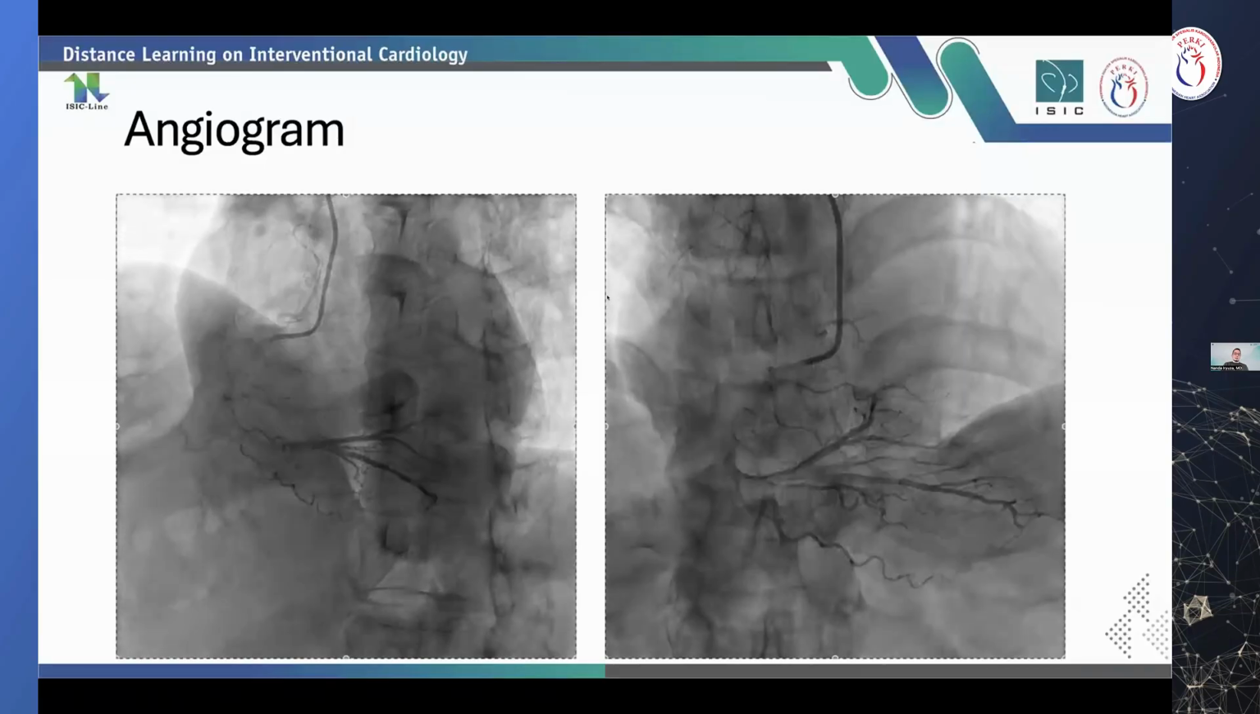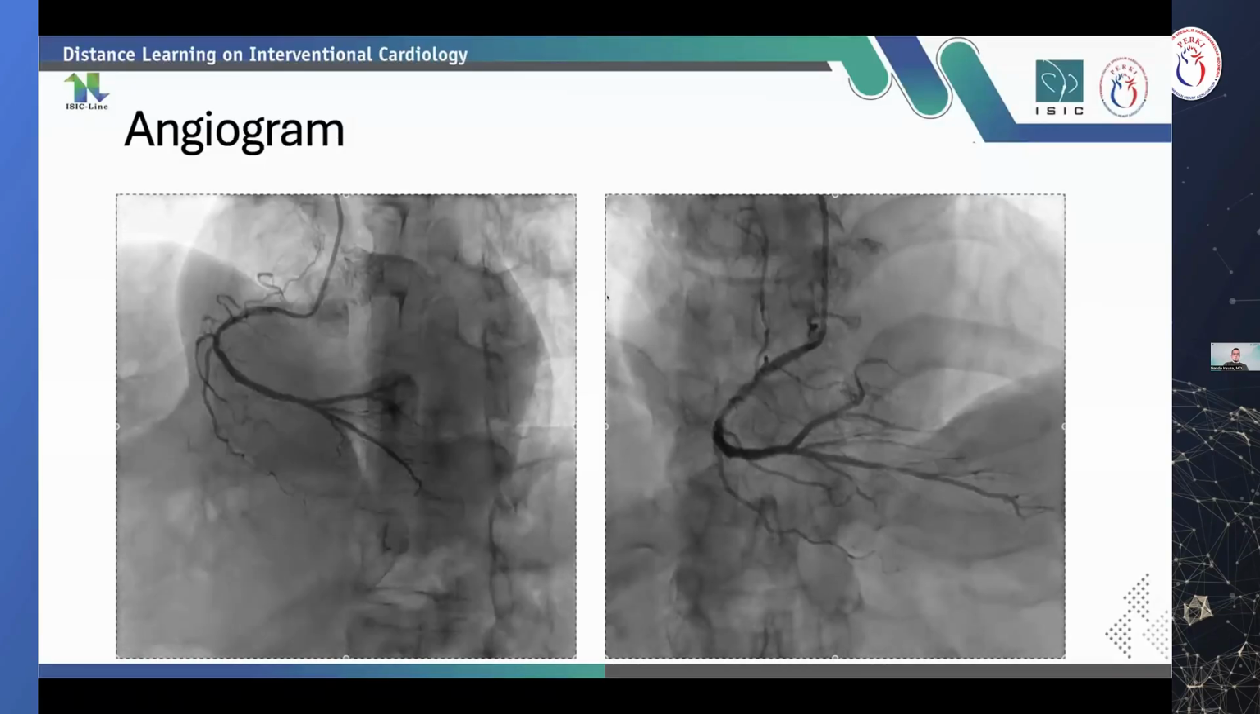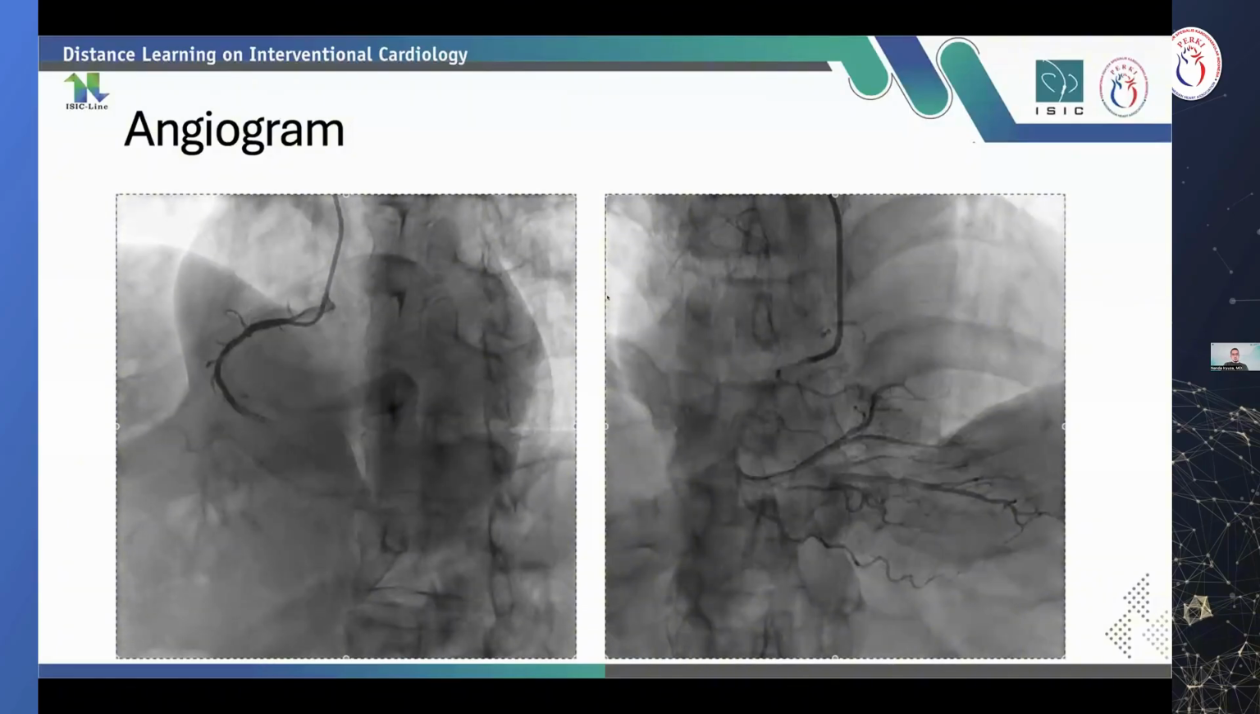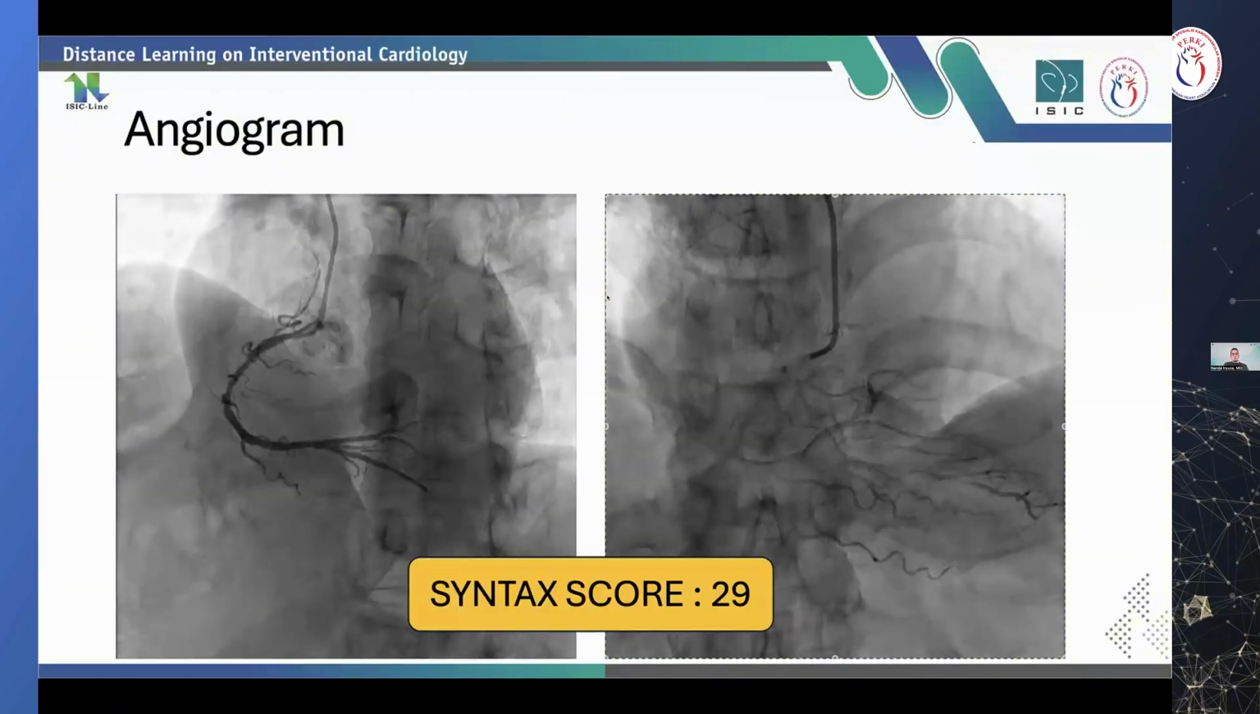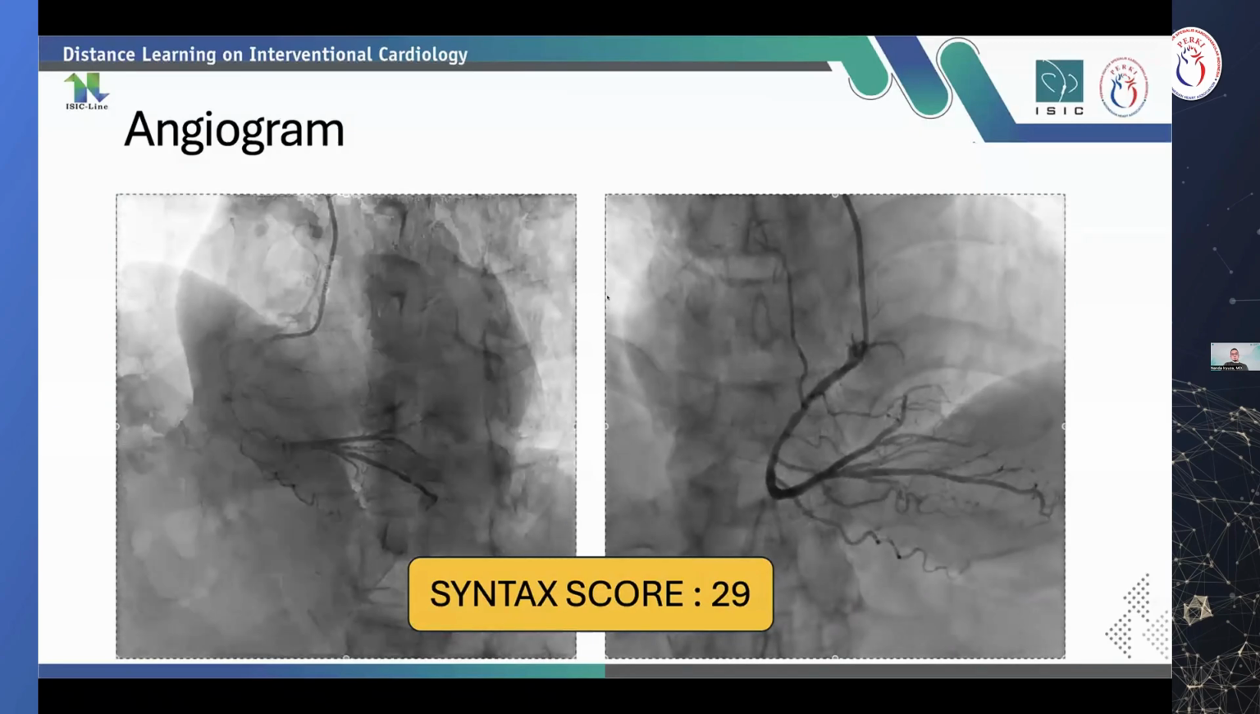Meanwhile, the RCA looks dominant and it clearly has some mild disease proximally. Therefore, we calculated the anatomical SYNTAX score was about 29.